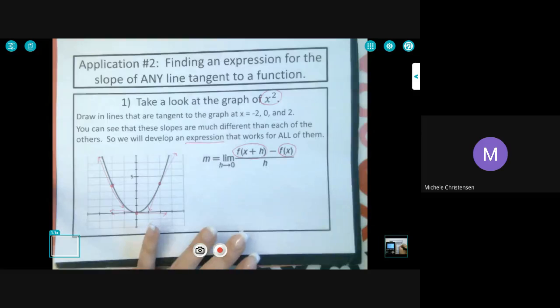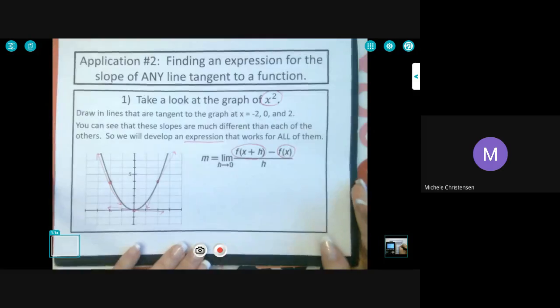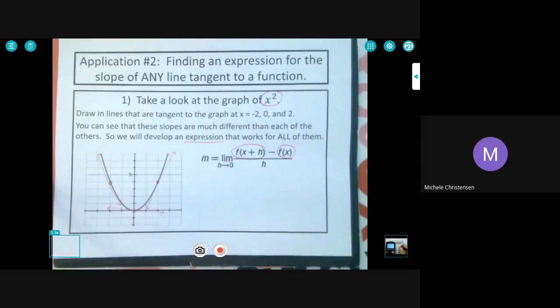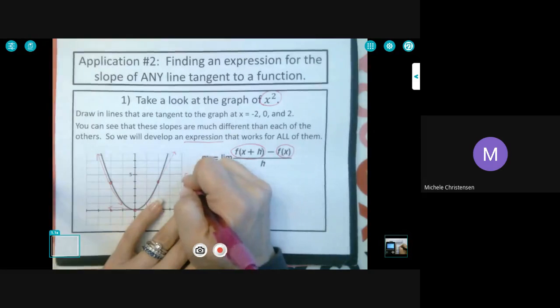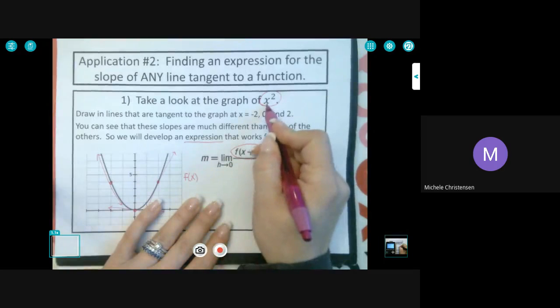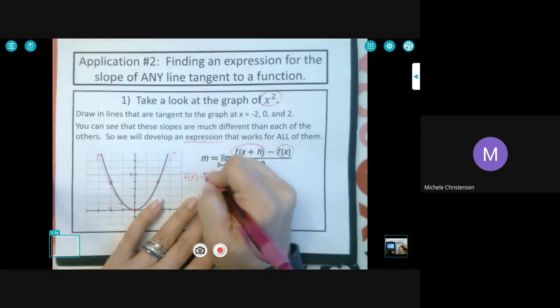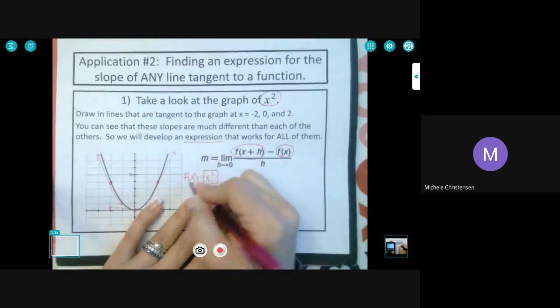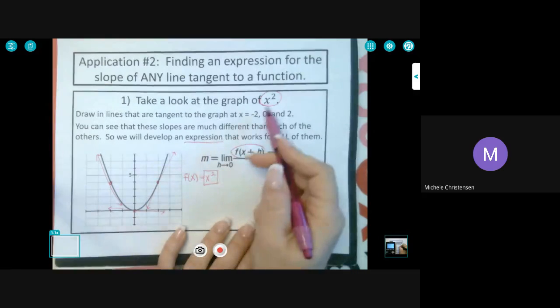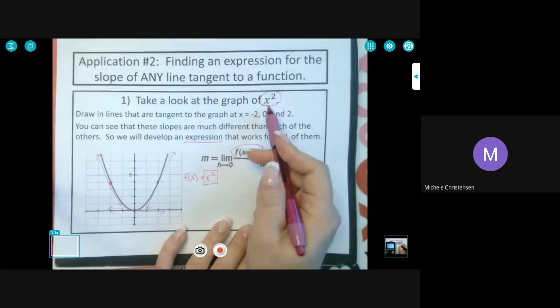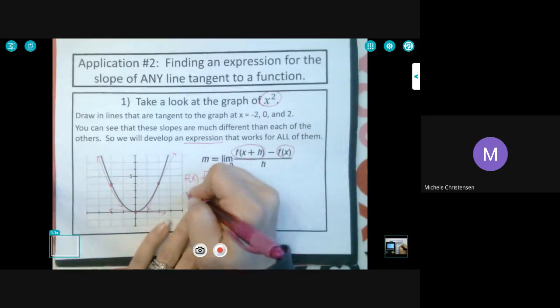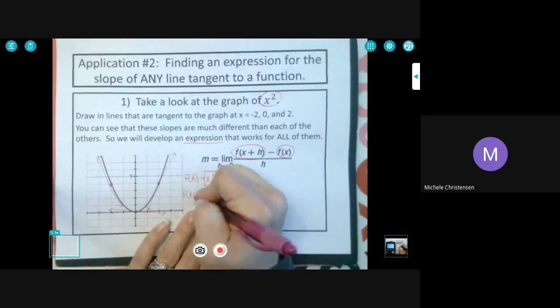We're just not going to do it for a specific x value. We're going to do it for a general x. So this is the general equation. If I take f of x, so I take x and plug it into my function, that doesn't change my equation, right? That's x squared. So the f of x, when you're writing the expression, should always just be whatever function you were given. Now we're going to do f of x plus h.